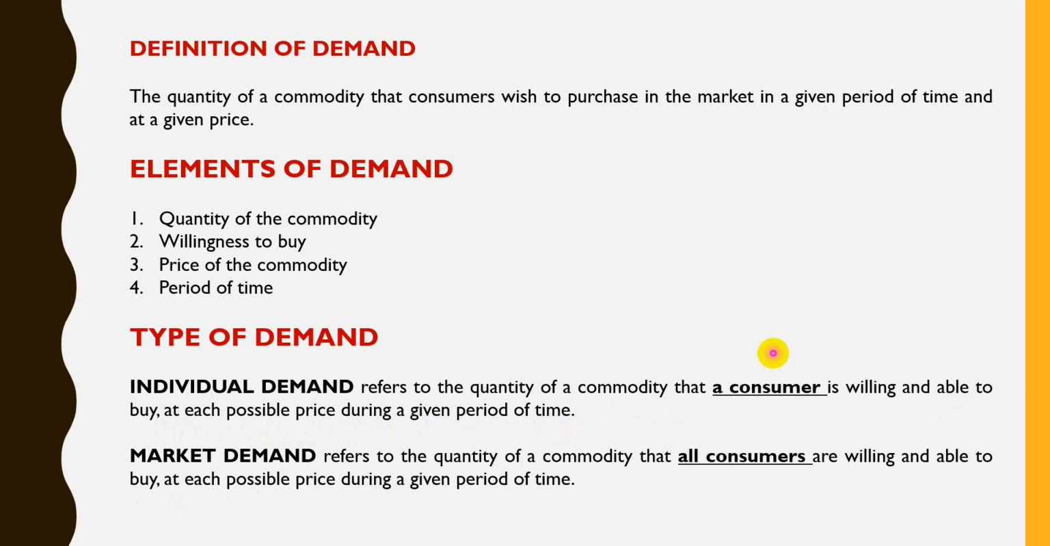So it indicates an individual consumer. Whereas market demand refers to the quantity of a commodity that all consumers, meaning all households in a market, are willing and able to buy at each possible price during a given period of time. So the main difference is an individual buyer and all buyers.